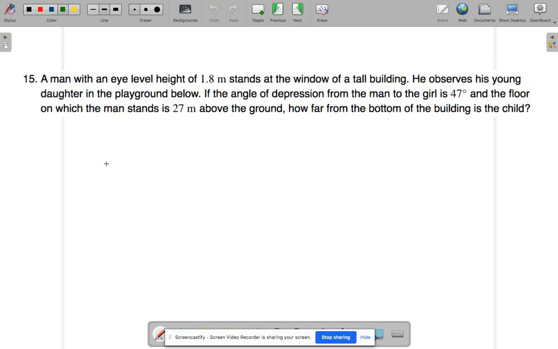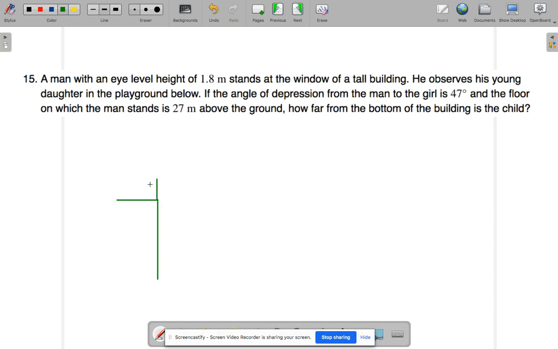Okay, this one here is given without a diagram. Now with these, it actually helps to draw the picture of the situation that's going on. So I'm going to draw it as we go. A man with an eye level of 1.8 metres stands at the window of a tall building. Okay, so let's say here's our building, and we're at a window, which is here. And we've got a man standing here.